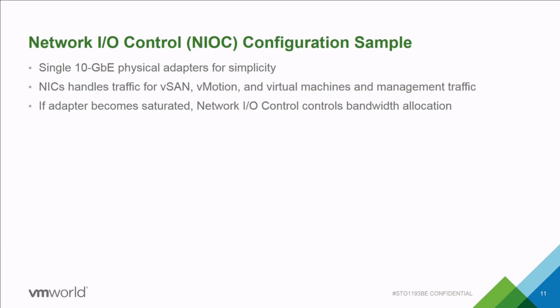So I want to talk a little bit more about network I/O control, because a common question we get is, okay, network I/O control is good, but what should I use as a kind of baseline?